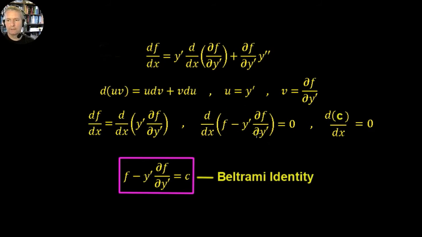But this whole thing is equal to 0, so whenever you differentiate whatever's inside these brackets, you get a value of 0. The only thing that you can differentiate that gives a value of 0 is a constant. So this whole thing inside the bracket must equal a constant. Therefore we can say that f minus y derivative times partial f by partial y derivative equals a constant, and this is the proof of the Beltrami identity.